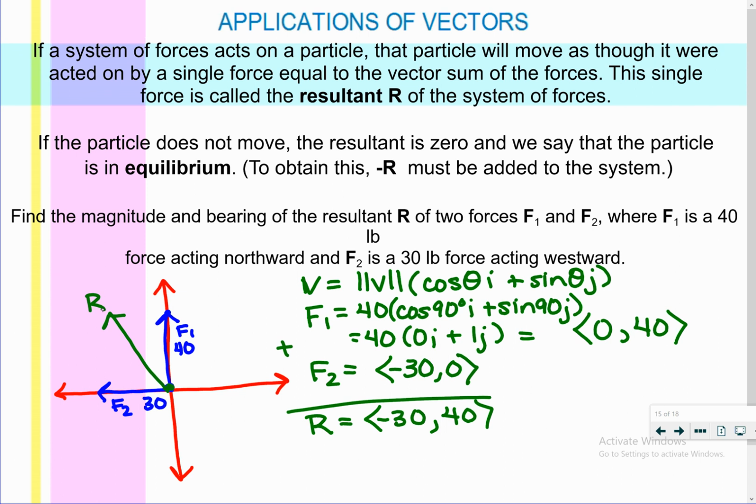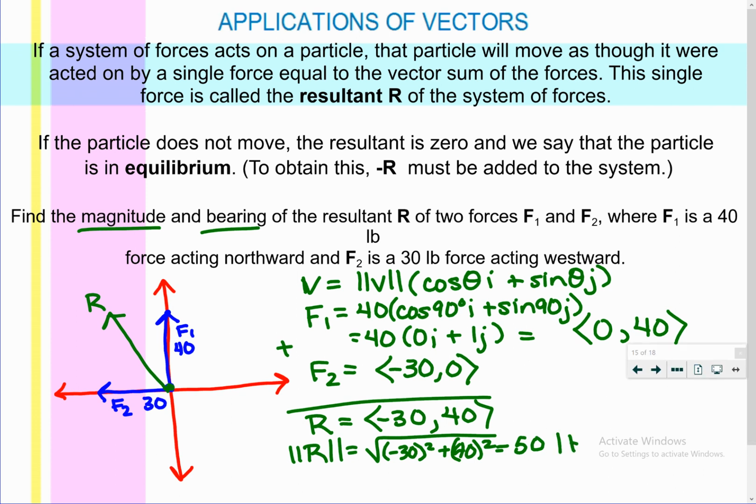Okay. So now the question is, we have the resultant. We want to find the magnitude of the resultant and the bearing of the resultant. The magnitude of the resultant is just the length, which is our quick little Pythagorean theorem, negative 30 squared and 40 squared, which is going to give you just 50. Magnitudes in this problem are pounds of force, so that's what I'm going to label it. So this object is going to move with 50 pounds of force.